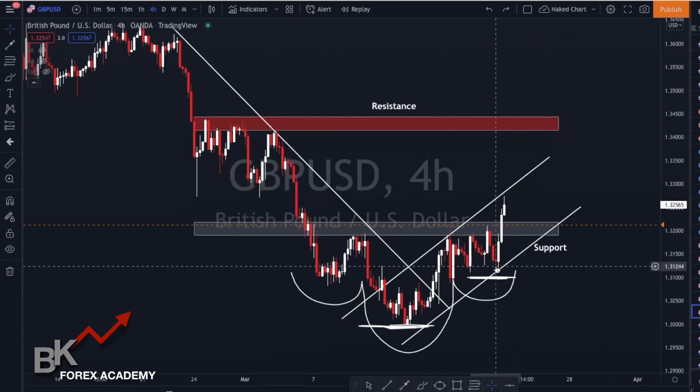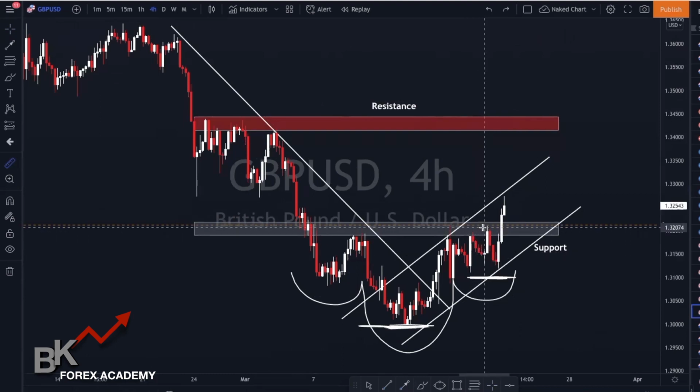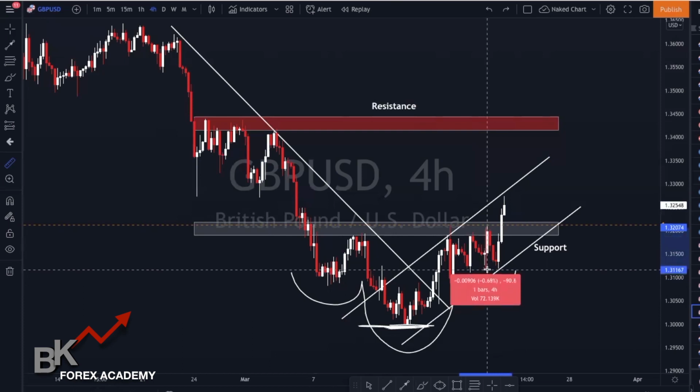So this is the right shoulder. And if we get in right here where I have my alert, we can just take our ruler and measure. Let's say we got in at about 32.07. If we drop our stop below the right shoulder, that's roughly about 90 or 95 pips or so.